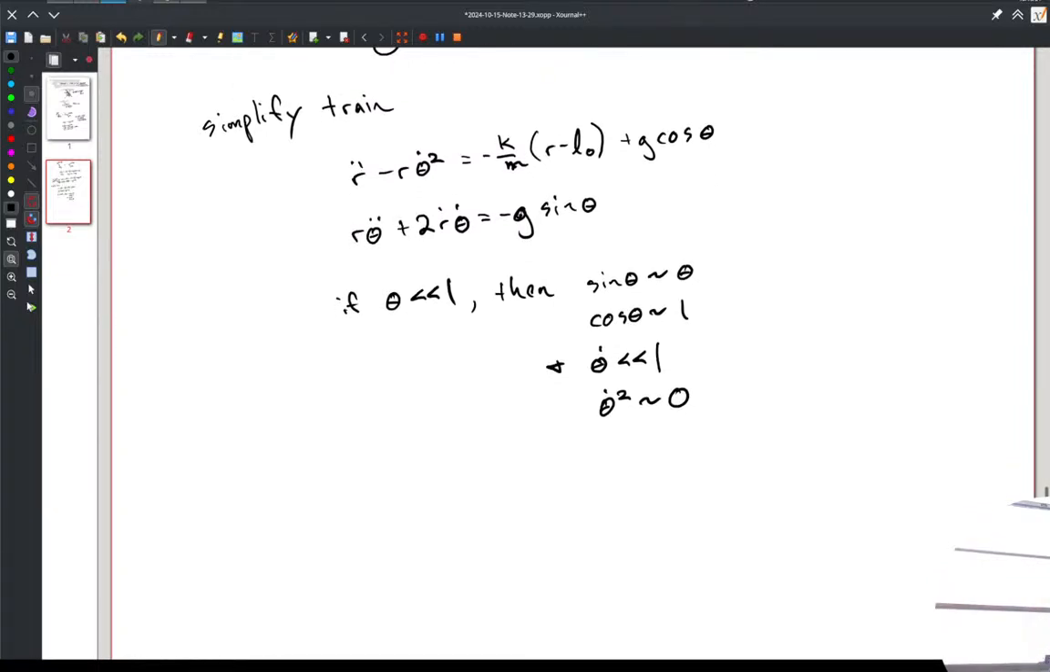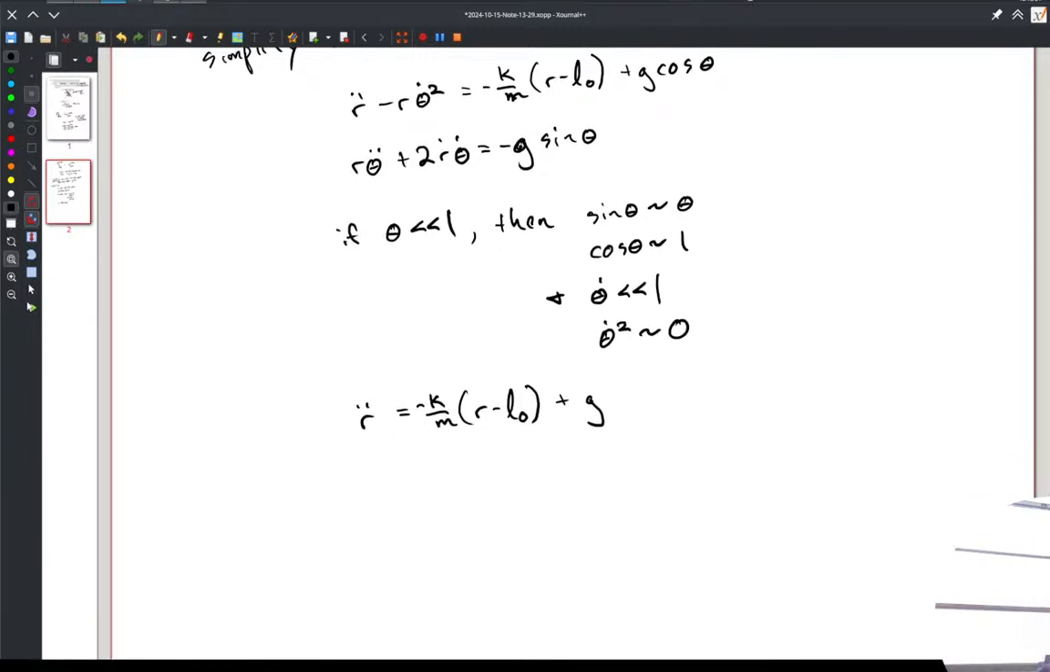So I start dropping things. If I see a theta dot squared, that goes to 0. So r double dot minus 0 is negative k over m, r minus L0 plus g. So that g cosine is now just a g. That's pretty nice, because r double dot is only a function of r now. So I have a completely independent equation in that case.